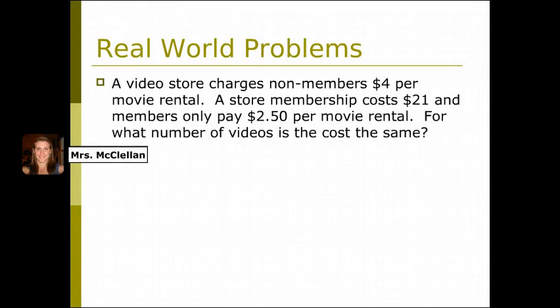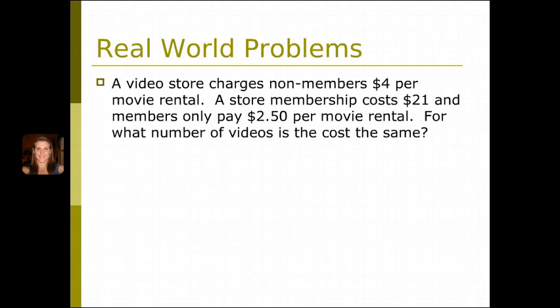All right, so we've got a couple of word problems that we're going to do over the next few slides, just to show how you can set equations up when given a word problem. Again, first thing to do, read it all the way through. A video store charges non-members $4 per movie rental. A store membership costs $21 and members only pay $2.50 per movie rental. For what number of videos is the cost the same?